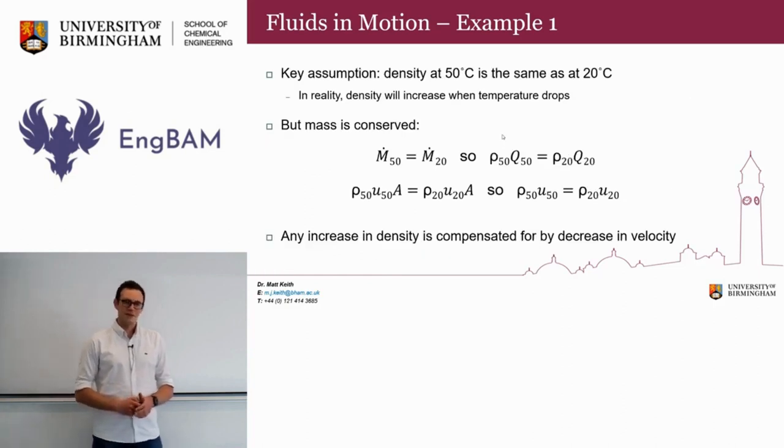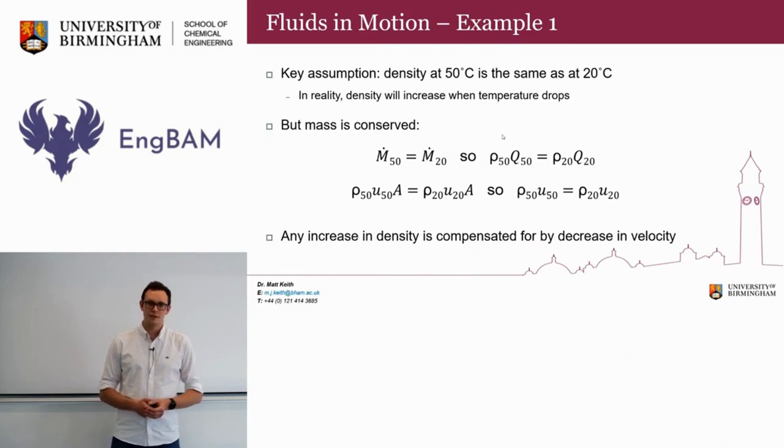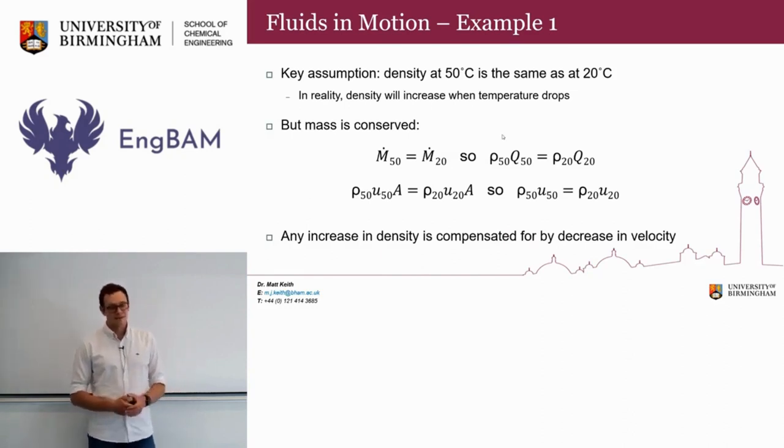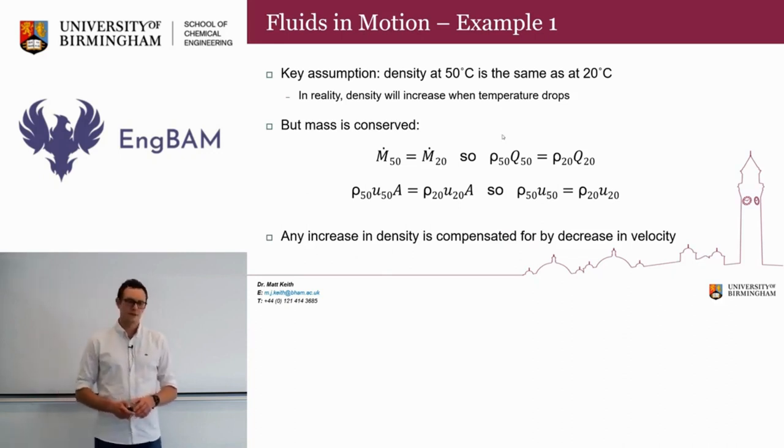The second part of this question was to think about some key assumptions that we've made during this calculation. And that key assumption is, well, we're assuming that the density at 50 degrees is the same as at 20 degrees. But of course, as we heat things up, the molecules move further apart, and that means things tend to get less dense. So in reality, the density will decrease when the temperature goes up. But mass is conserved. We haven't lost any mass of our octanol.